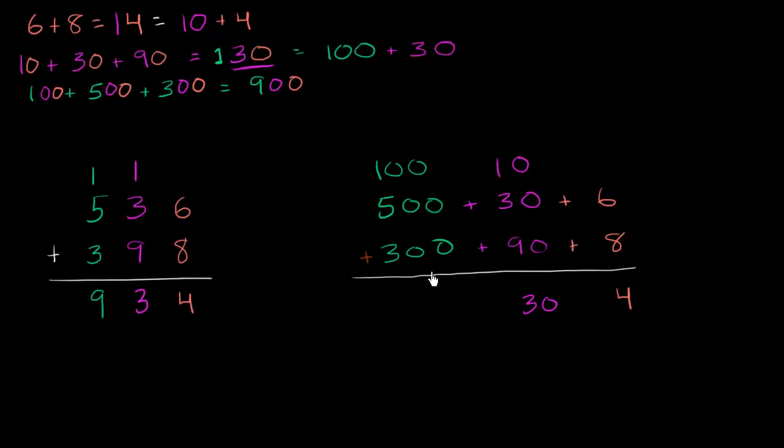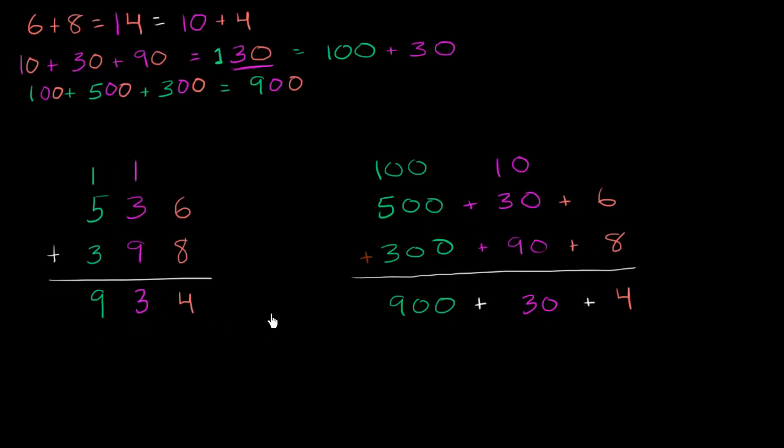Now we can add the hundreds. 100 plus 500 plus 300 we've already figured out is 900. So we could write it as 900, and we're done. We've figured out that 500 plus 30 plus 6 plus 300 plus 90 plus 8 is equal to 900 plus 30 plus 4, which is the same thing as 934.